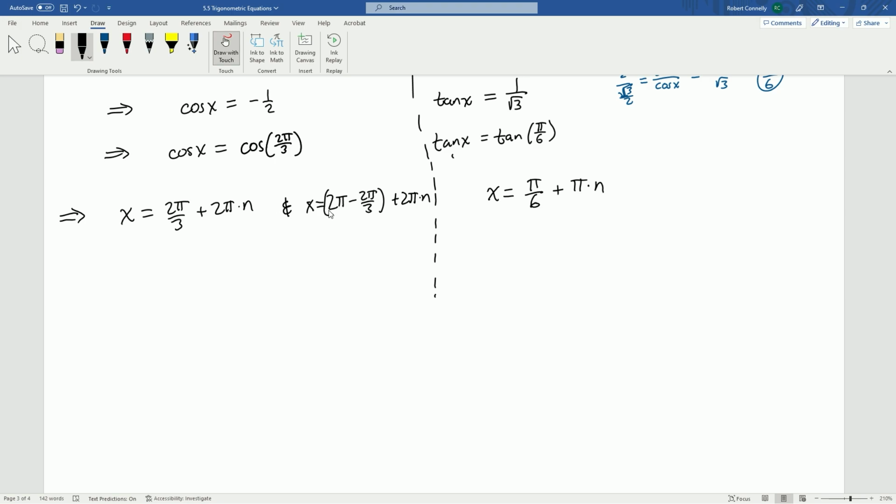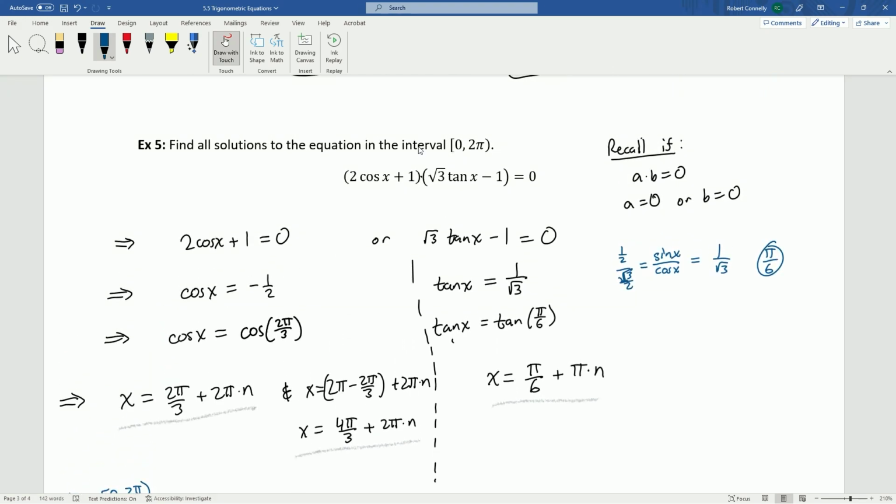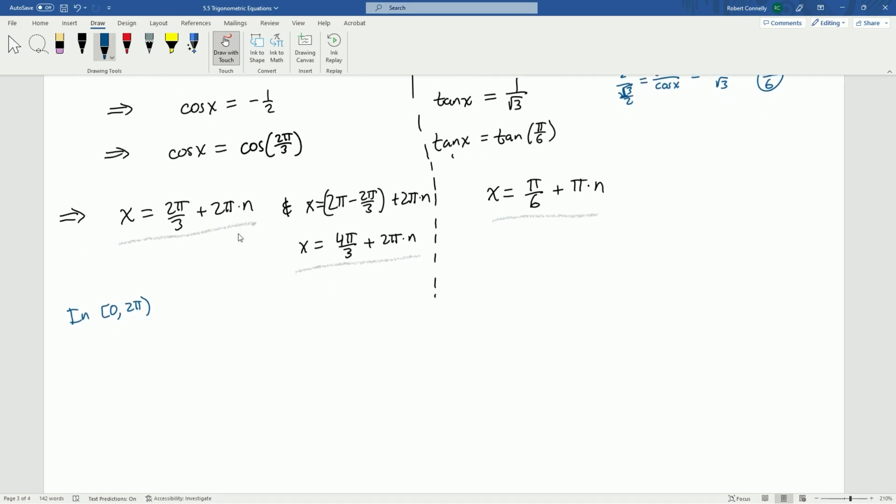Now I do need to simplify this a little bit here. x equals 2 pi minus 2 pi thirds. That's 6 pi thirds minus 2 pi thirds. That's 4 pi thirds. So altogether we have three equations that we have to consider here. And we need to restrict ourselves to between 0 and 2 pi, as those are the angles that were specified in the problem. So we're going to break our groups of answers up into three.